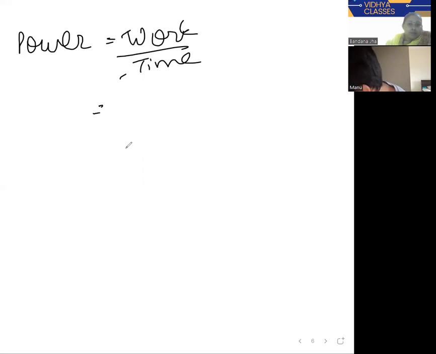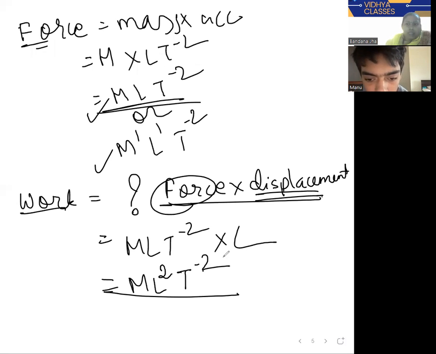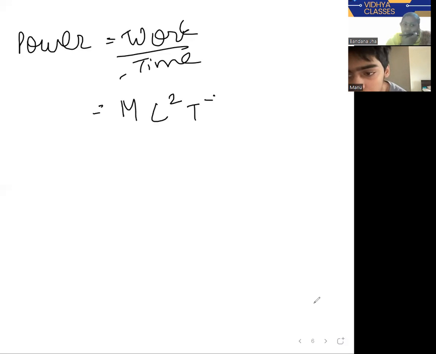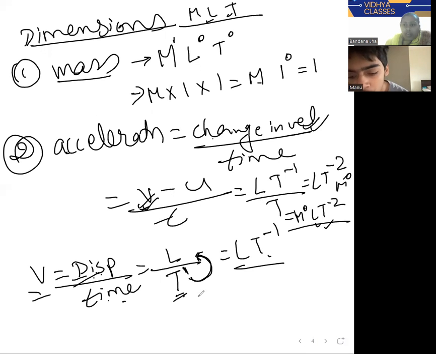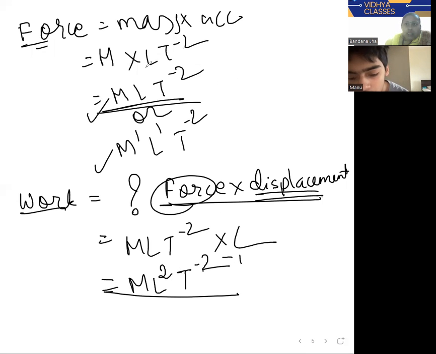Power equals M L T 2. Okay, ma'am. I think I found it. Yes. Power equals M L to the power of 2 and T to the power of negative 1. Because minus 1 will become what? Minus. Beta, here you get it. Everywhere time is what? In the denominator.